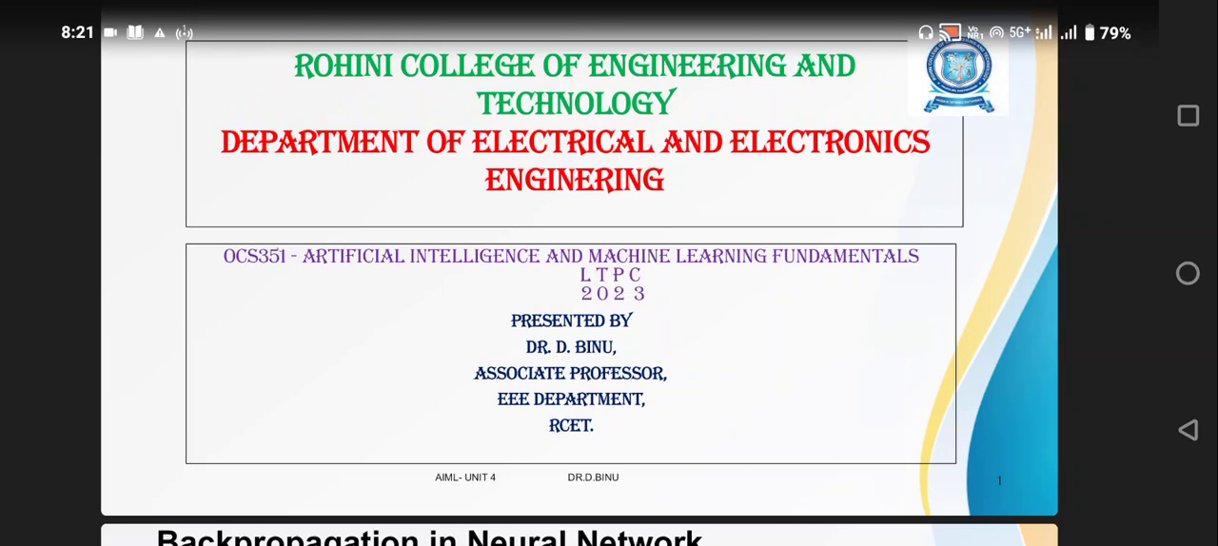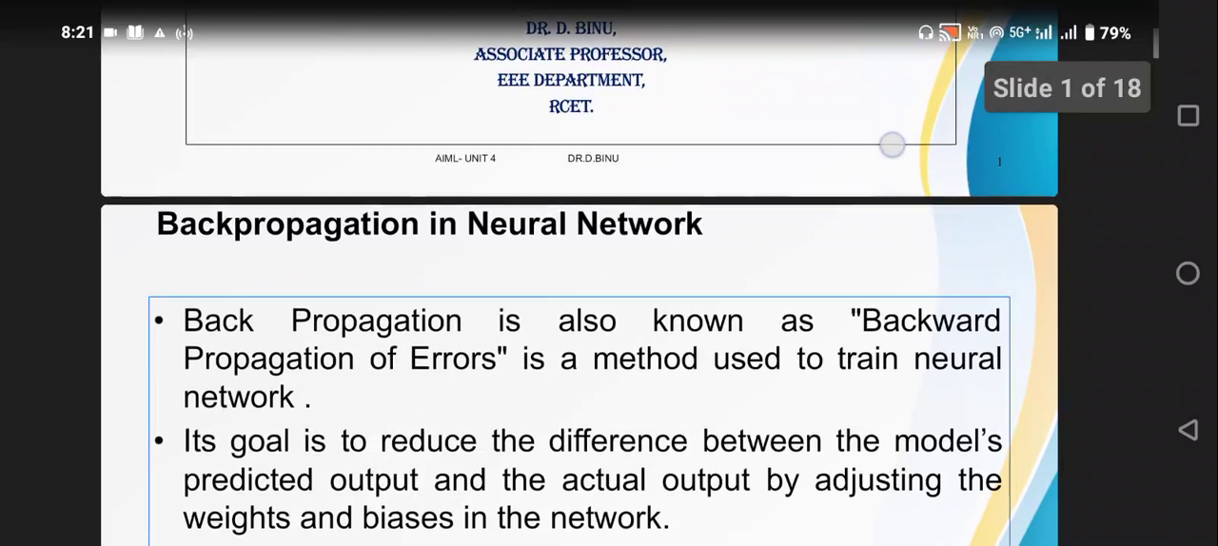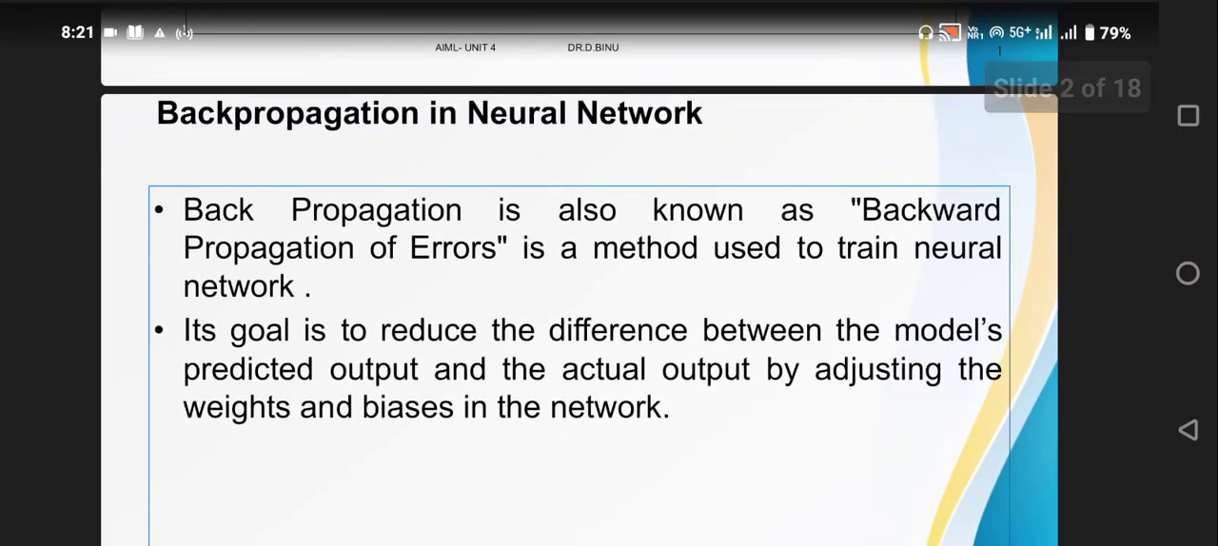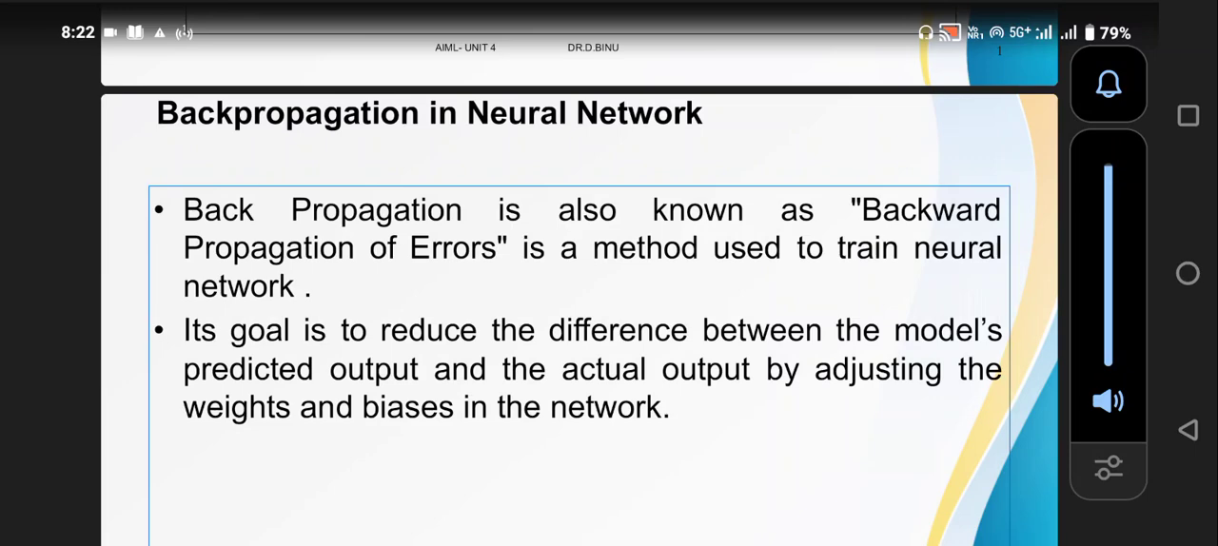I'm Dr. Binu. In Artificial Intelligence and Machine Learning Fundamentals, the third topic in the fourth unit is backpropagation in neural network. Backpropagation is also called backward propagation of errors, which is a method used to train the neural network. The goal of backpropagation is to reduce the difference between the model's predicted output and the actual output by adjusting the weights and biases in the network.